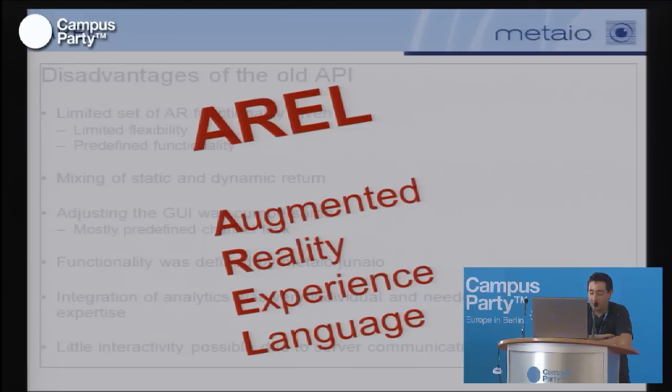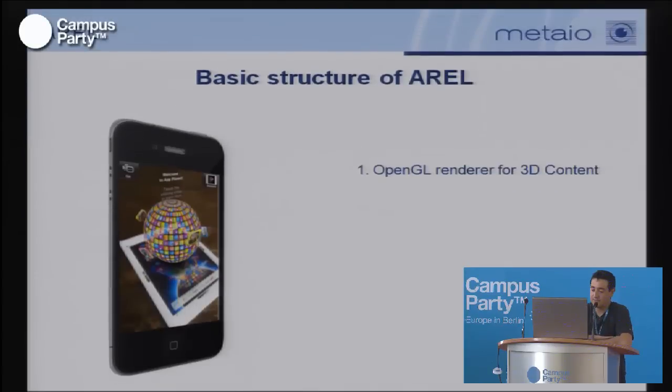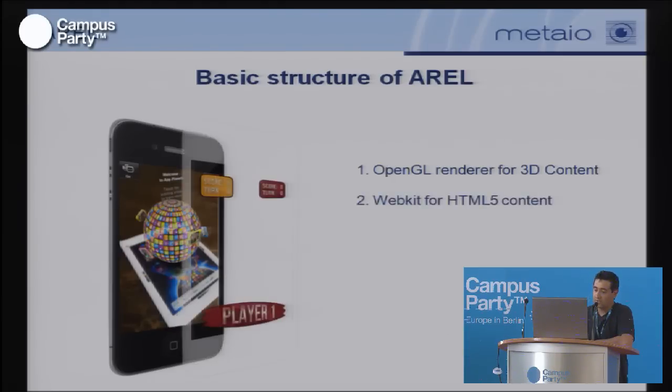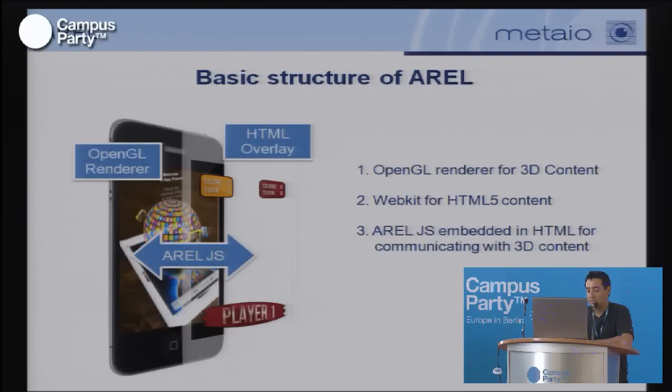And as I said before, we added this HTML kind of channel that is a new way to show your interfaces and interact with the content. The basic structure is that you have the camera view with the rendering in OpenGL. Then we add a WebKit view over this layer, so it's like loading a web page with a transparent background, but all your user interface is drawn above the rendering engine. And then you can interact with JavaScript using this library.